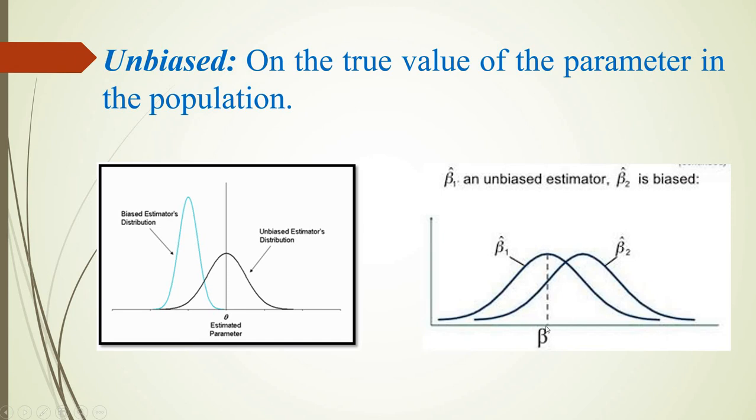Therefore, if we have the true value of beta here, and we compare two estimates, beta 1 hat and beta 2 hat, it is obvious that beta 2 hat is biased. It is moved to the right. But beta 1 hat is unbiased because it is on average on the true value of beta in the population. So this is what we get if we are using the OLS method, ordinary least squares. You will see that some assumptions must be satisfied, and then if all these assumptions are satisfied, you will get an unbiased estimator.